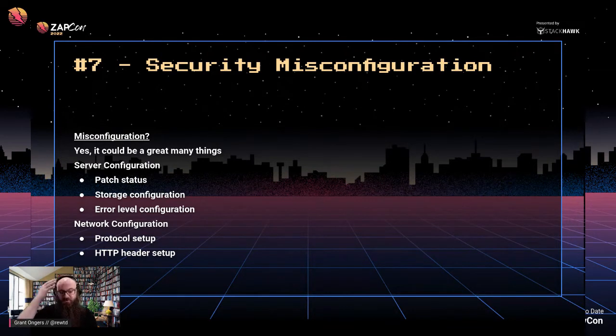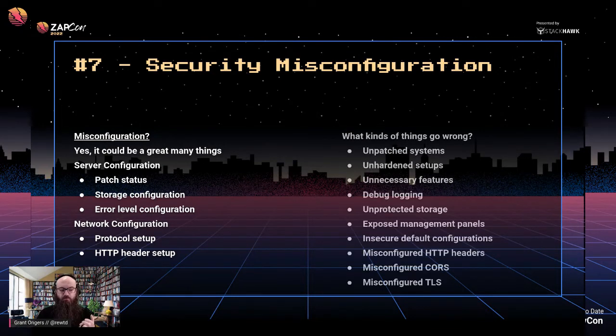This is a broad thing, right? There are so many ways that misconfiguration can be wrong, right? It could be things on the server side, right? Patches are not deployed, or it can be config around how storage is set up. Thinking of a particular bank who had S3 buckets that were accessible to objects that didn't necessarily need to have them. Or it can be error level configurations, right? Providing too much error level or error details to an attacker. It could be protocol set up wrong. It could be the HTTP header set up, right? All of these things can go wrong. There are so many different things that can potentially be misconfigured.